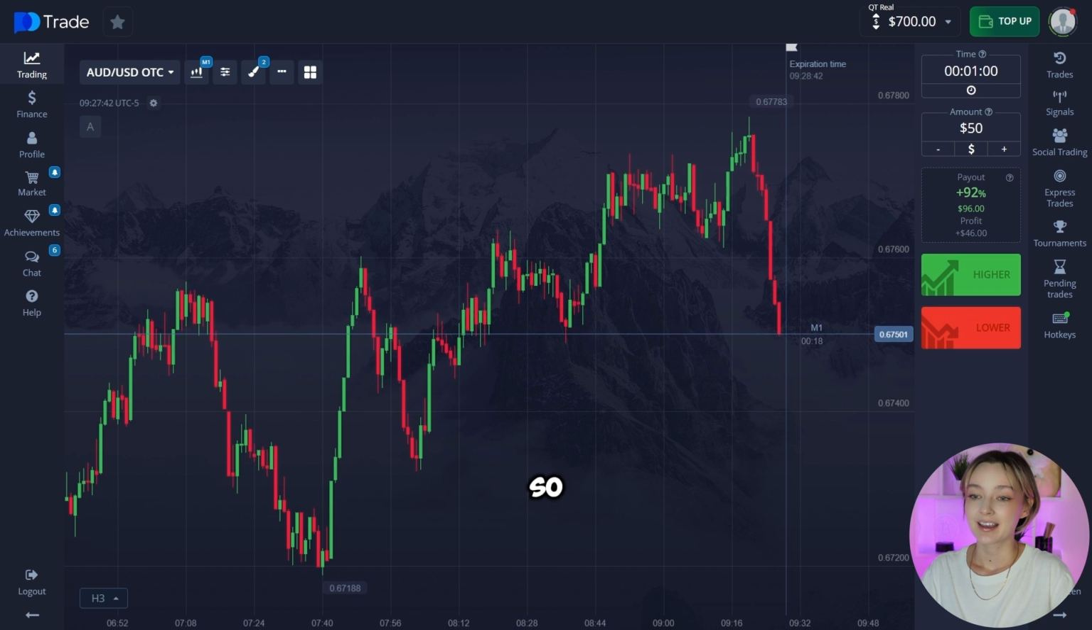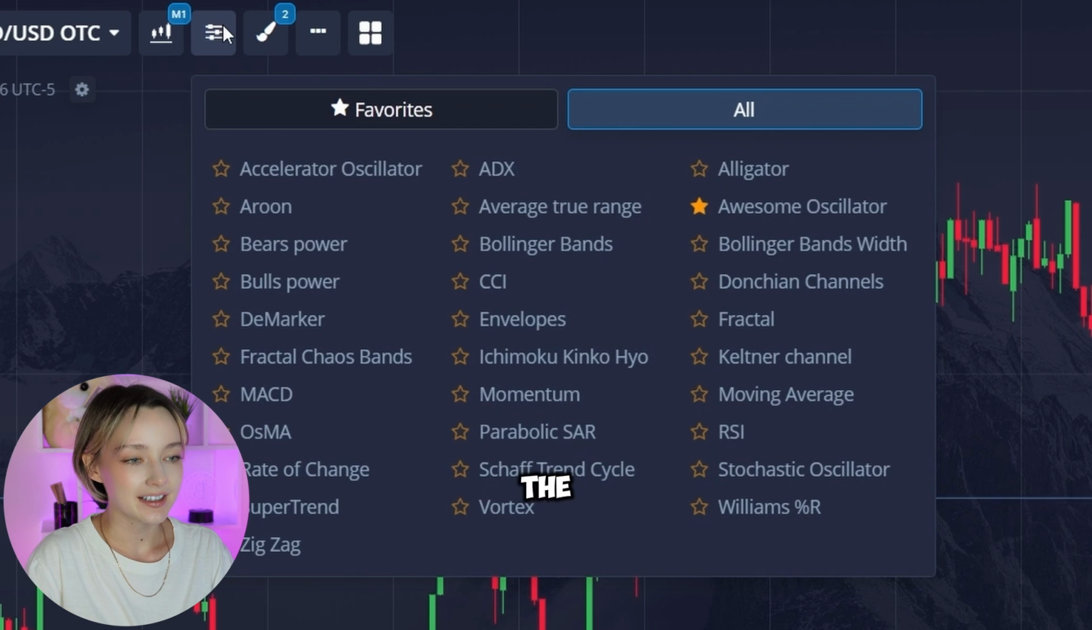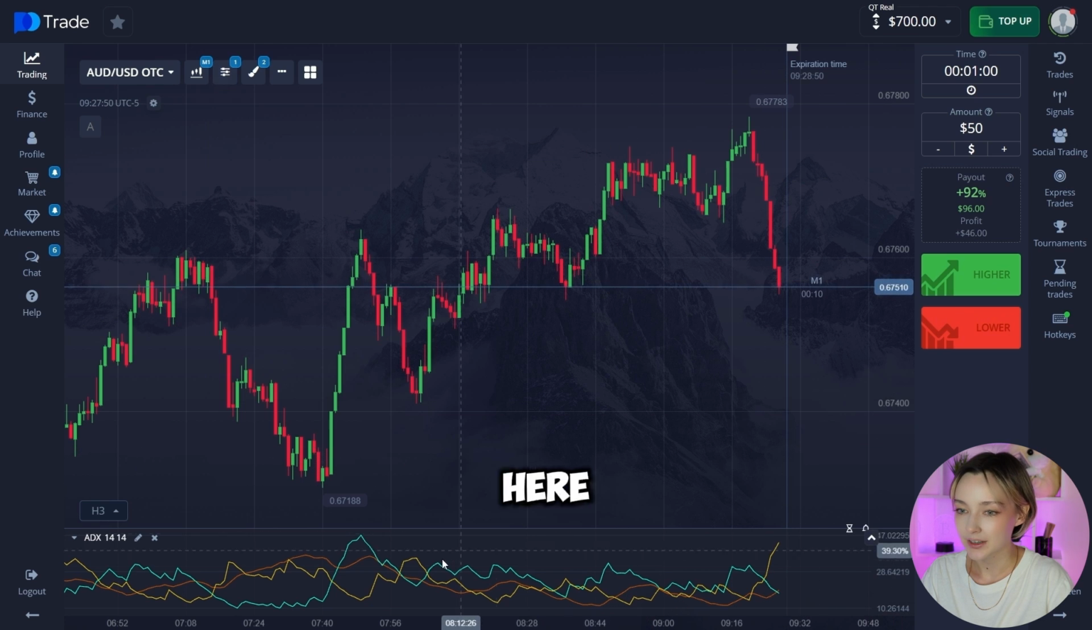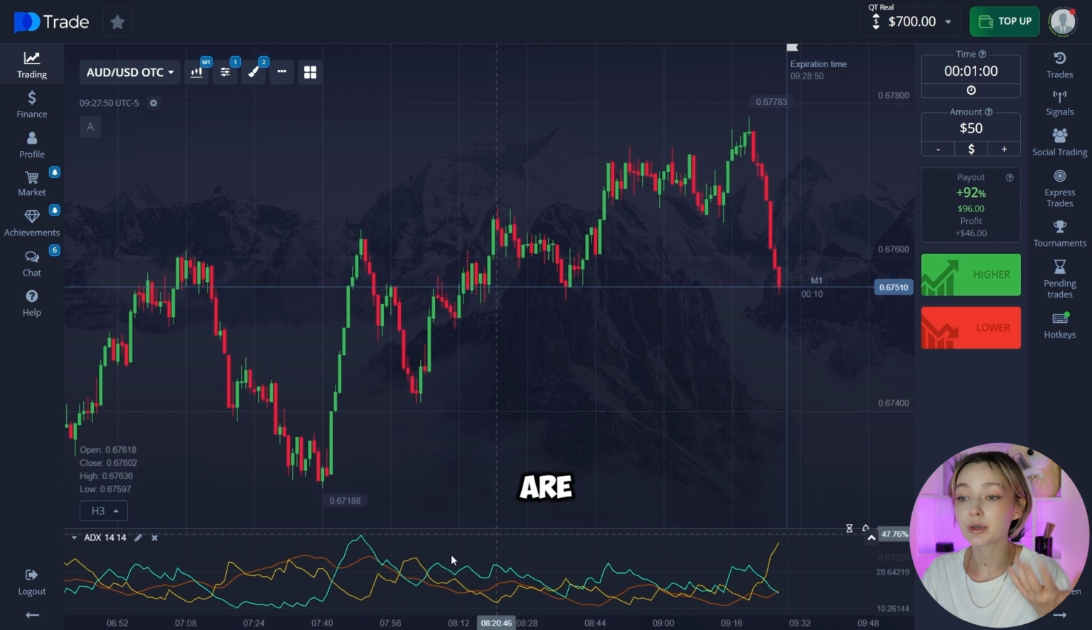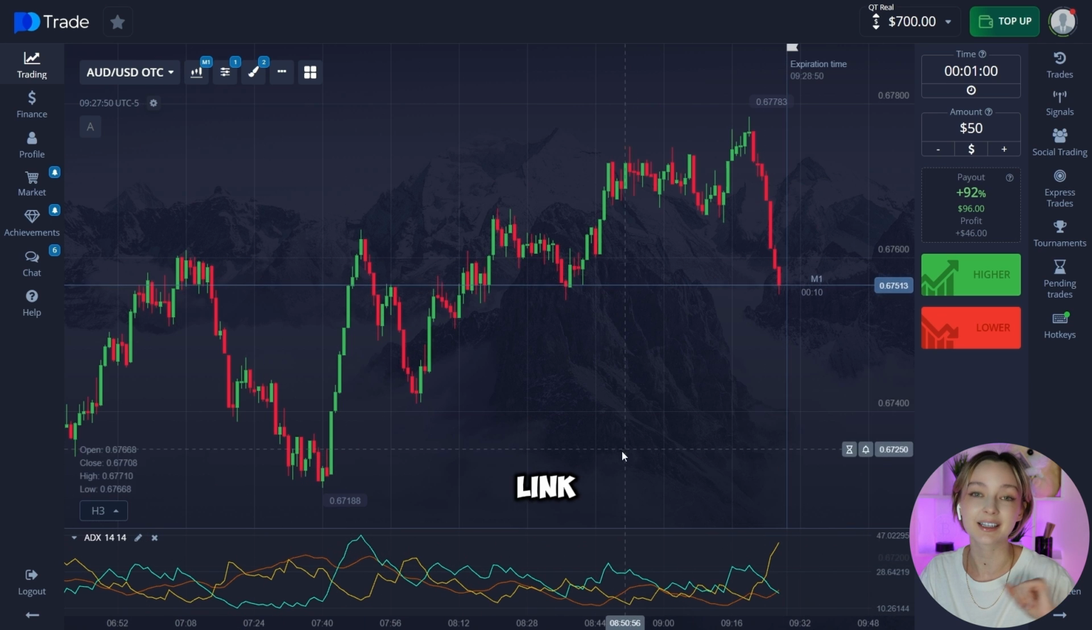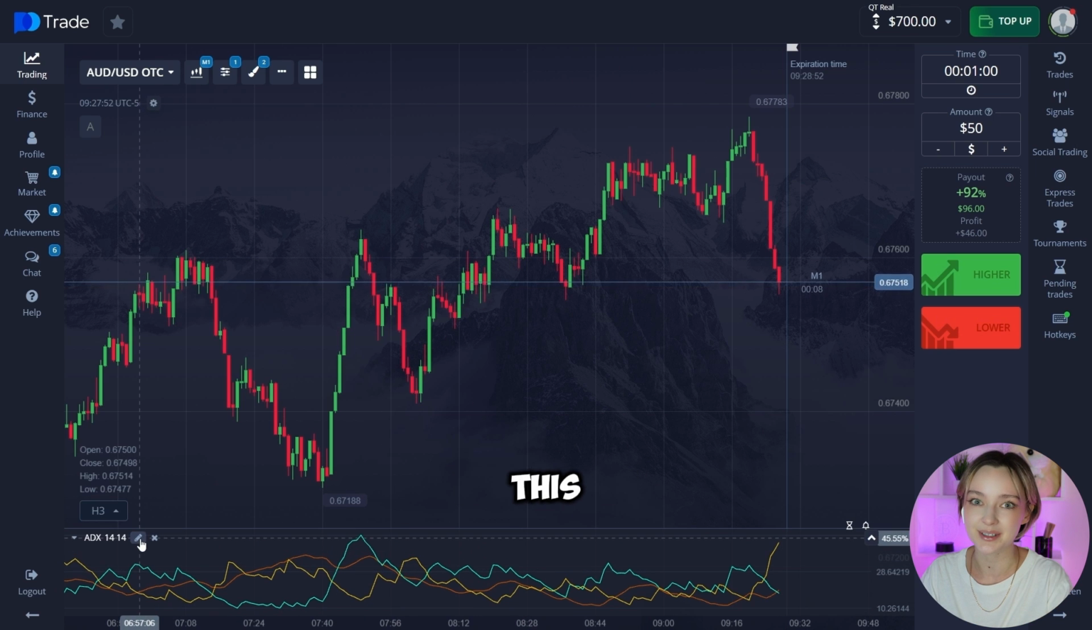Let's start. So for starters, we want to add the indicator. We're clicking on the indicators list and pick an ADX. Here it is. If the platform you are working with doesn't have this indicator, or if it's just a little different in any way, you can switch to the platform that I'm using. The link will be waiting for you in the description below this video.